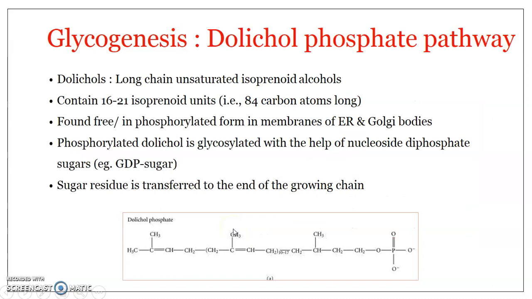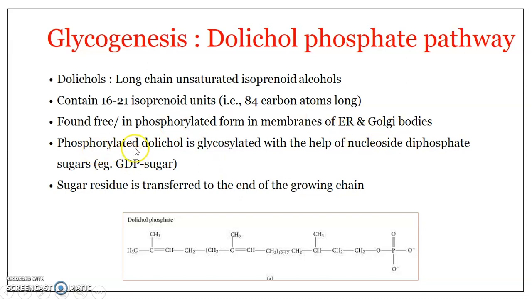Now we can see the dolichol phosphate pathway. In this pathway, the dolichols are long chain unsaturated isoprenoid alcohols. It is phosphorylated dolichol, and here you can see this is the isoprenoid. Almost 16 to 21 isoprenoid units may be there in a dolichol, that is almost 84 carbon atoms long, and they are usually found free or phosphorylated. Dolichols are found free or in phosphorylated forms in the membranes of the endoplasmic reticulum as well as in Golgi bodies.